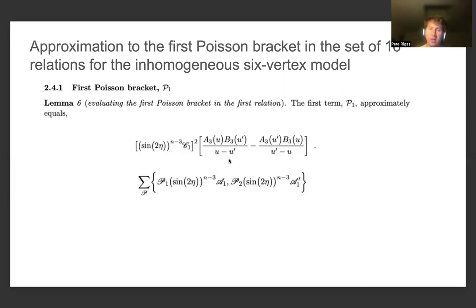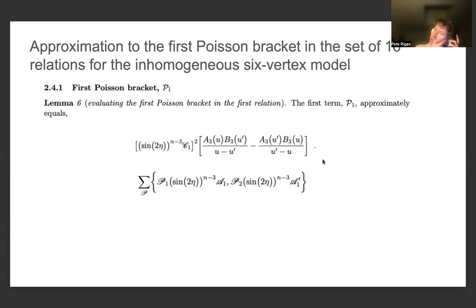So this is just given by the fact that we can approximate this first Poisson bracket by some sine of 2 eta term, which is a prefactor, squared, and then we multiply this prefactor by both of these terms which are subtracted, given by the fact that we can have an A3 of U term, a B3 of U prime term, dividing by the difference U minus U prime.